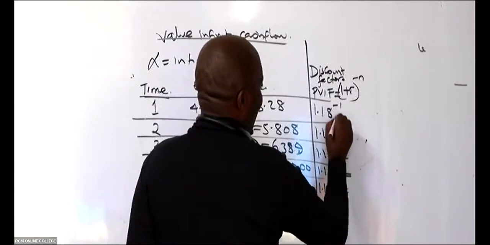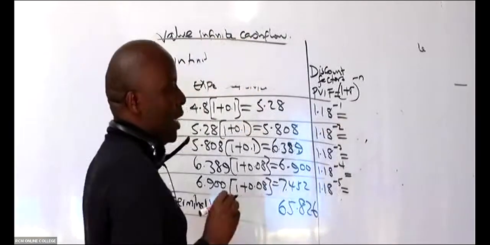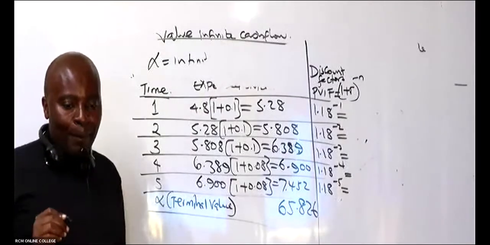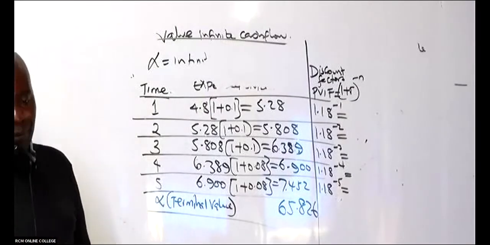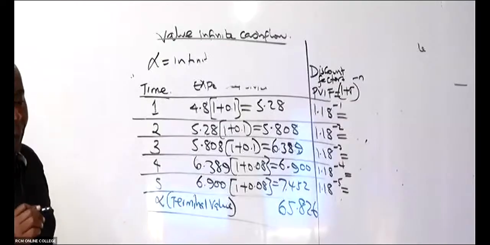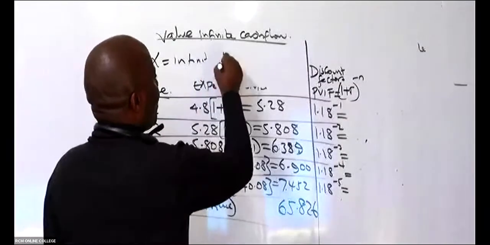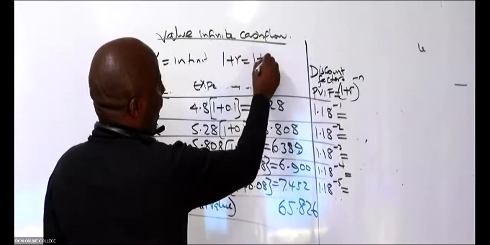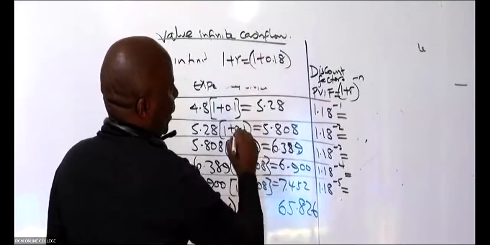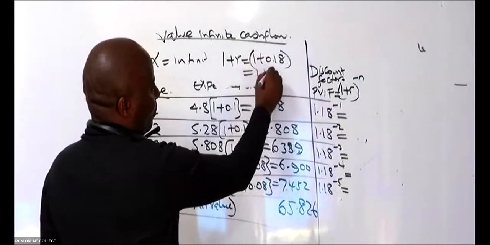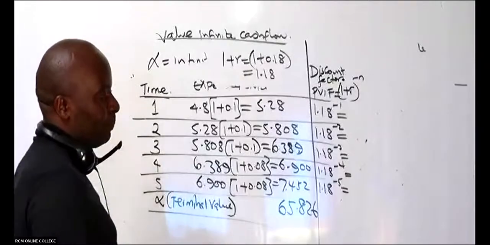Use 4 decimal places. Remember, PVs will always be in terms of 4 decimal places, always. Where am I getting 1.18 from? Remember, it is 1 plus R, and our R is 0.18. That's how I got my 1.18.